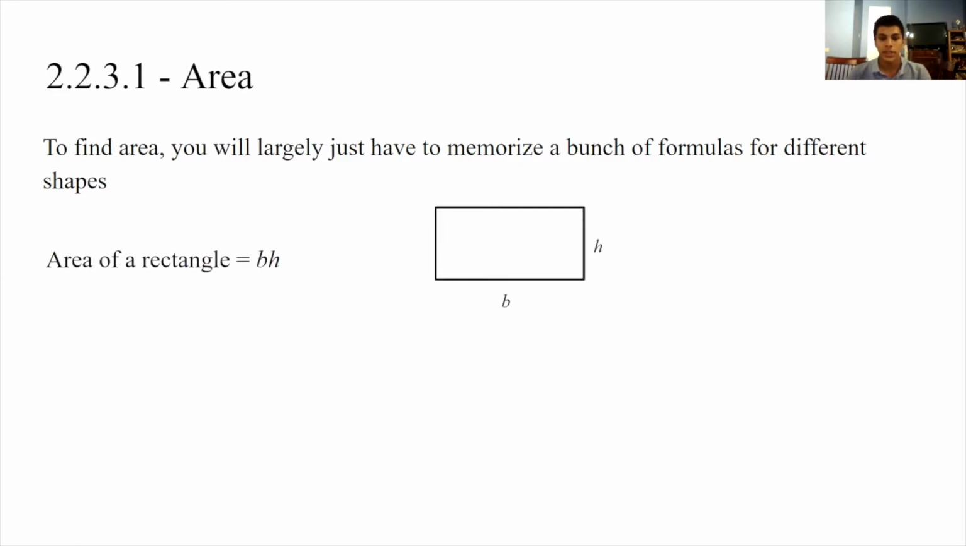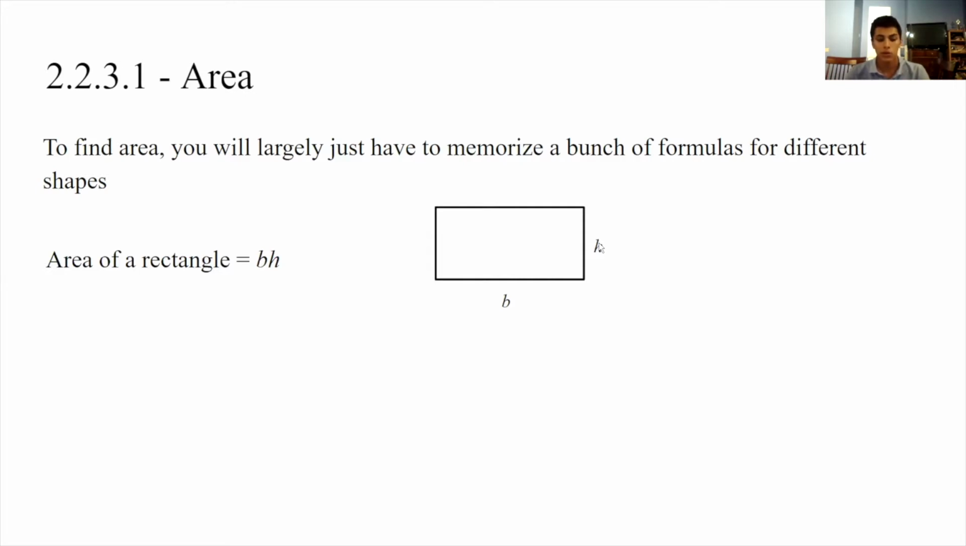A rectangle is any polygon that has four sides and exactly four right angles. So this would be a rectangle because it has four right angles and exactly four sides, and is also a polygon, which means it's a closed figure with all straight sides. In order to find the area of a rectangle, it's A equals BH. B times H would be your area, where B is the base, which is the bottom side, and H is the height, which is just the height of the shape.